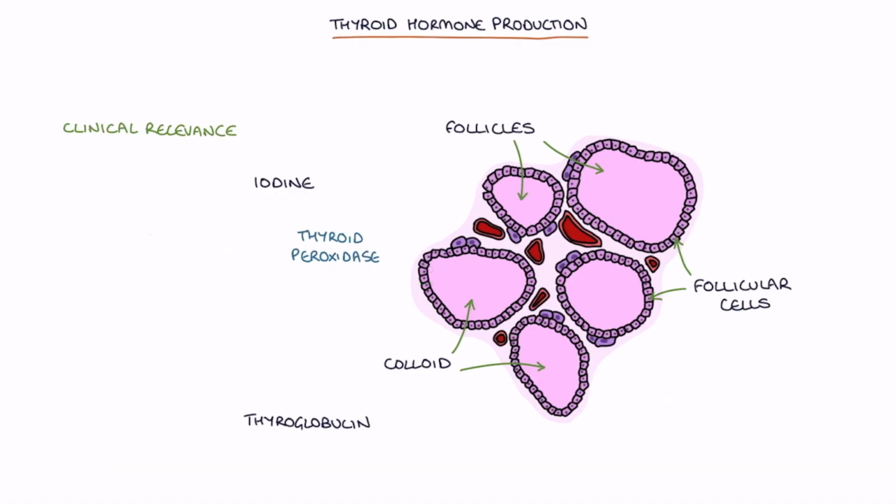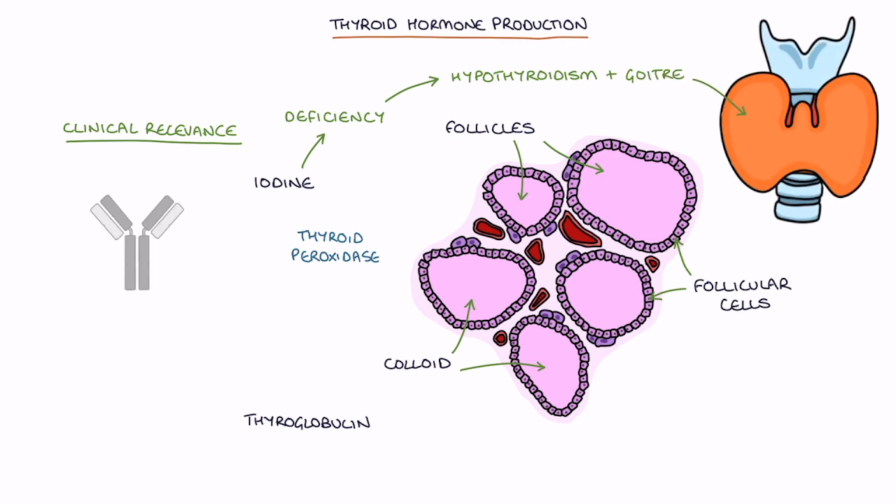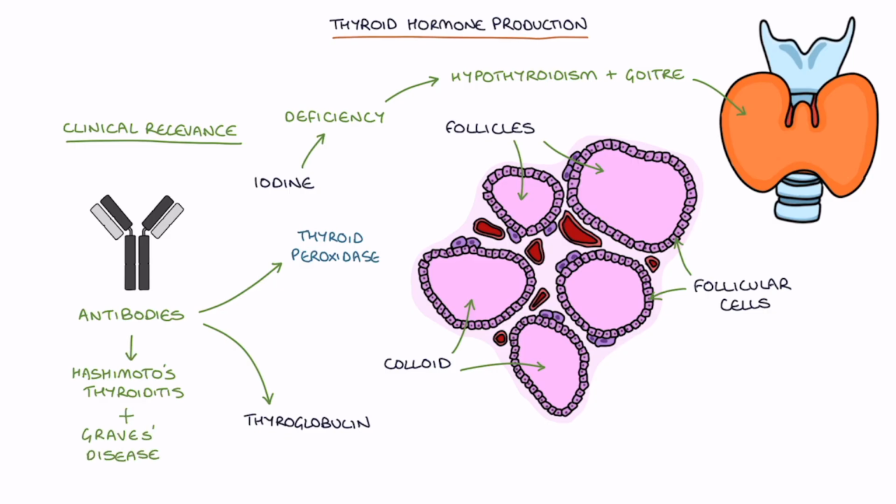Here's some clinical relevance for you. Iodine deficiency can lead to hypothyroidism, or an underactive thyroid, and a goiter, which is swelling of the thyroid. Antibodies that target thyroglobulin, or thyroid peroxidase, can be found in autoimmune thyroid diseases, such as Hashimoto's thyroiditis and Graves' disease. Antibodies are a part of the immune system that target a specific thing and tell the immune system to attack that target. Autoantibodies target the body's own tissues.